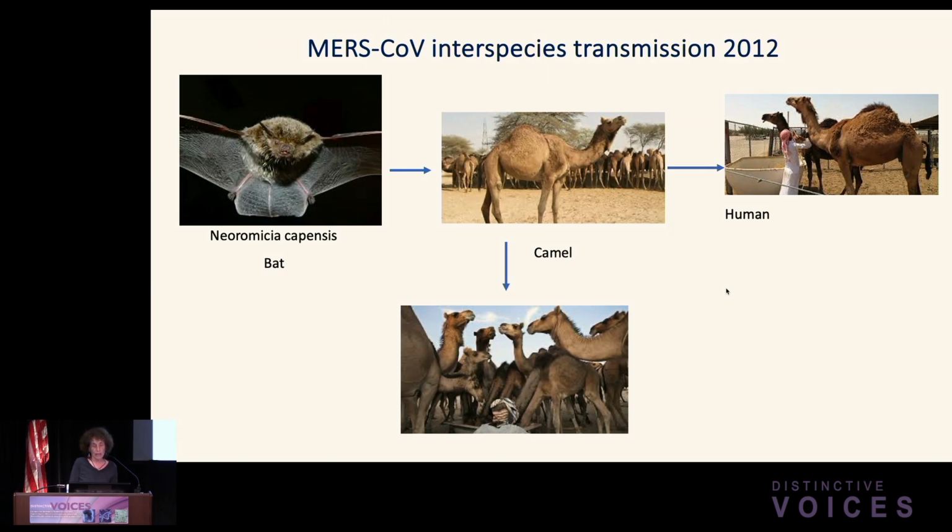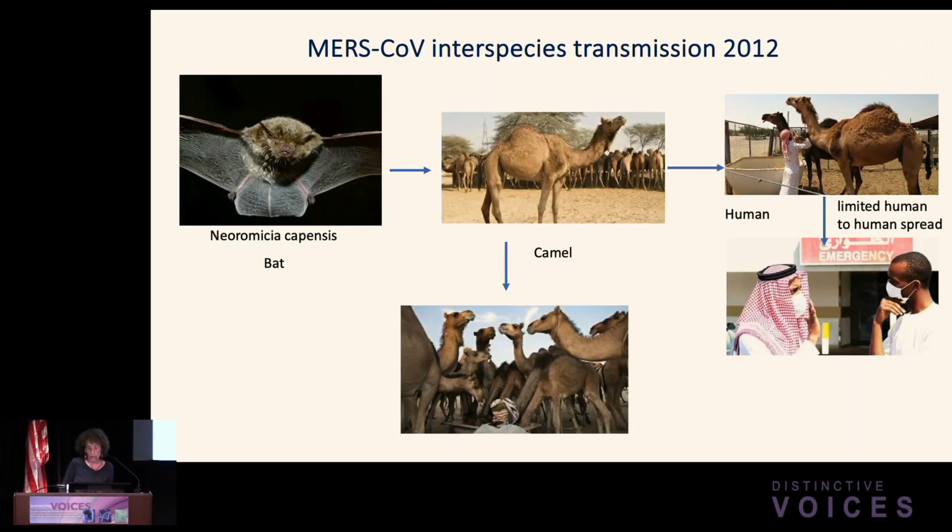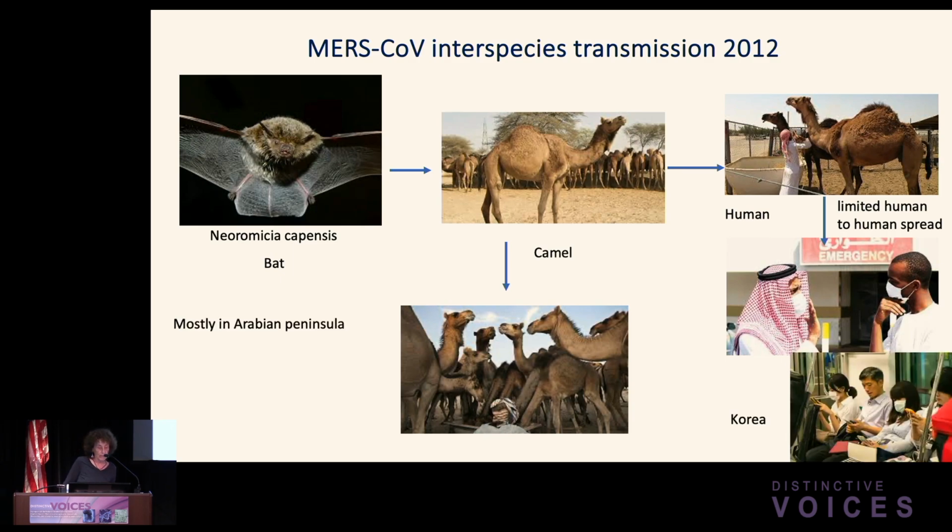It does transmit to camels. It causes an upper respiratory little cold in camels. They're not very sick, but when transmitted to humans, it has a pretty high, like 35% lethality. It causes a kind of severe pneumonia like SARS. There's limited spread human to human. Most of the spread for this virus goes from camels to humans, mostly in the Arabian Peninsula.